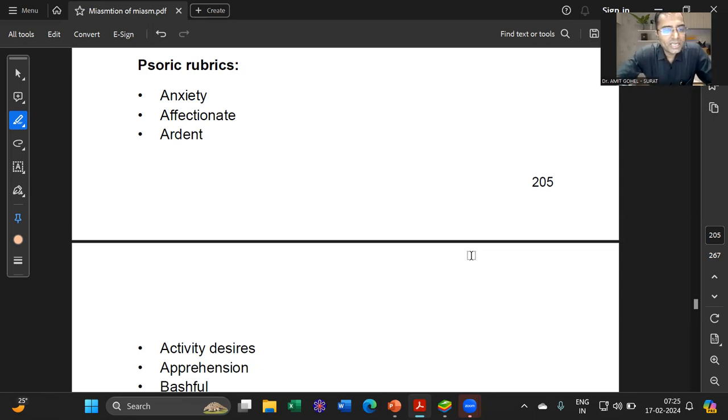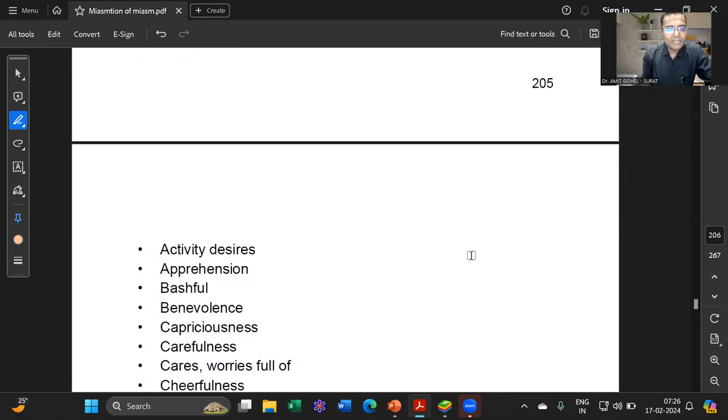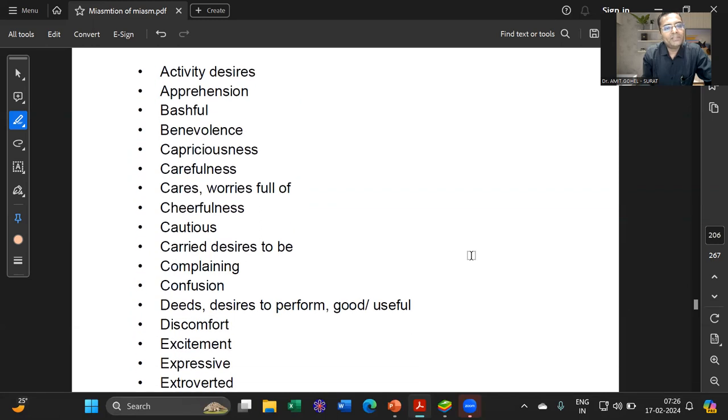The affectionate, care, love, it is Psora. The ardent means the eagerness to learn and the zeal. The activity desire for is Psora. Apprehension is Psora. Bashfulness because of some inhibitory actions on that person is Psora. Shyness is Psora. Benevolence, the good-deeder persons, are Psora. Now you have to keep in mind that benevolence is of three variants. Benevolence can be psoric, benevolence can be psychotic, or benevolence can be syphilitic also.